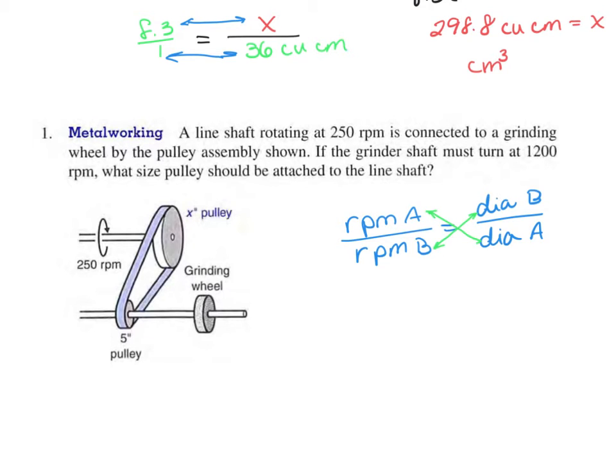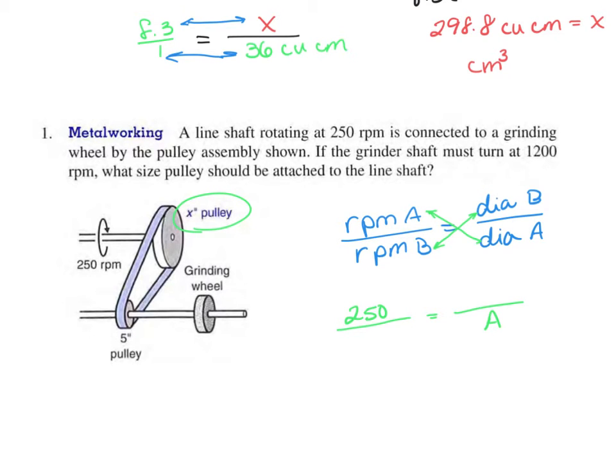So as we pull through this information, they're telling us the line shaft is rotating at 250. So 250 RPMs, we'll call that the A part. So we're going to say this is 250 RPMs. Its relationship would be this diameter A down here. So let's put that A there because we don't know what this diameter is. We have no idea what this diameter is.